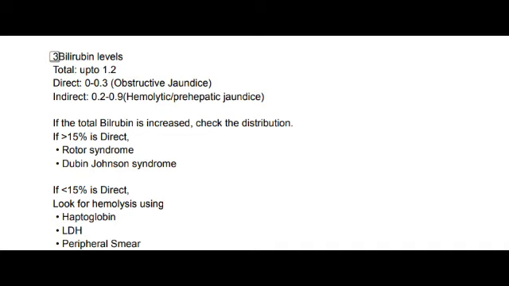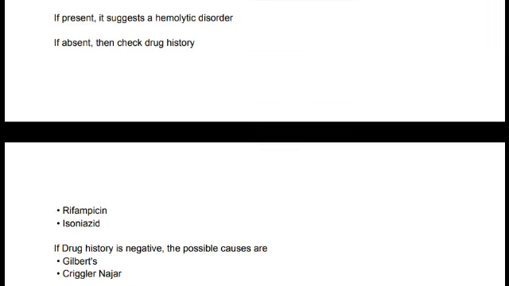So once there is a rise in total bilirubin levels, you have to see the distribution. So if more than 15% of it is the direct bilirubin, then the possible causes are Dubin-Johnson syndrome and Rotor syndrome. Whereas if less than 15% of it is direct bilirubin, then you have to look for hemolysis. Then for hemolysis you can do the tests such as haptoglobin levels, LDH levels or peripheral smear. If you see that hemolysis is present, then find out which hemolytic disorder is causing it.